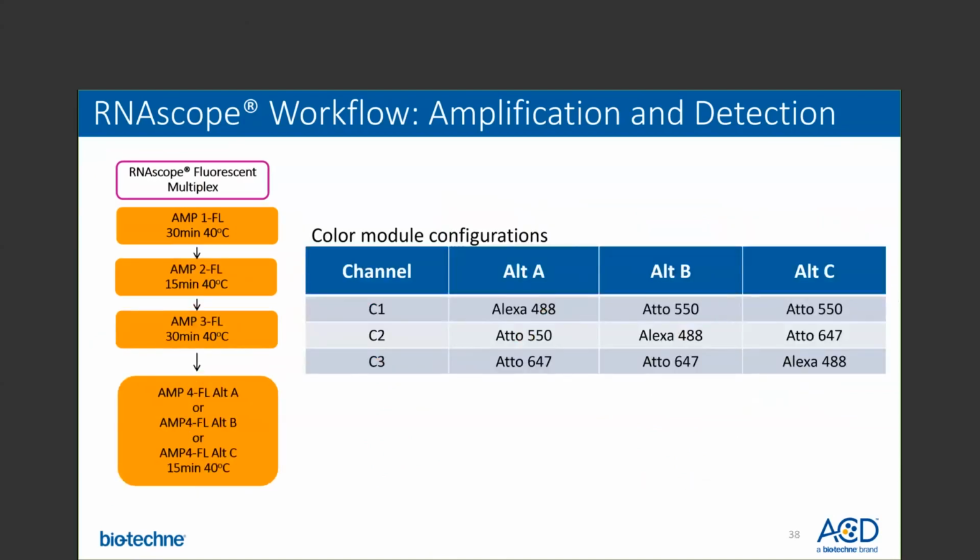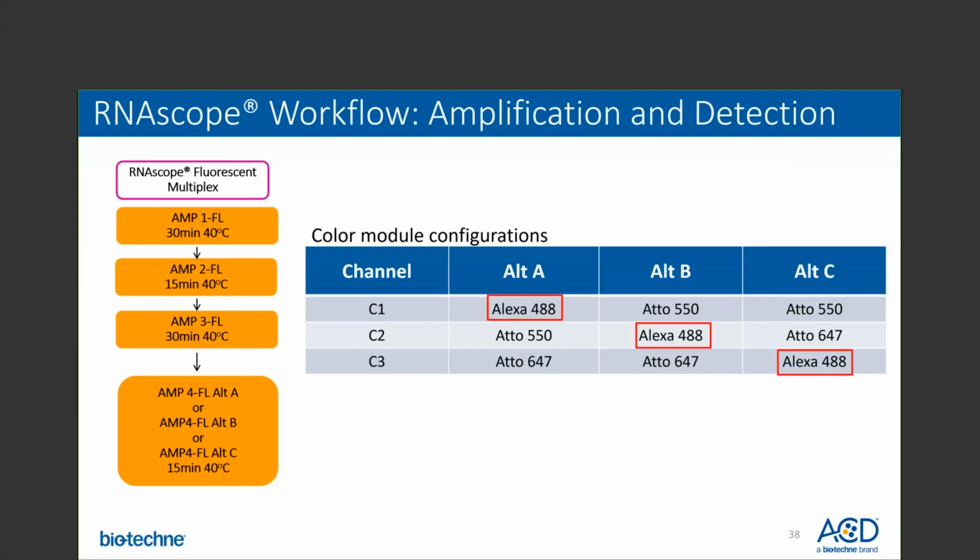The RNAscope Fluorescent Multiplex requires 4 AMP steps that are all carried out at 40C. AMP 1 through 3 will build the amplification trees for all the probe channels. Then the AMP 4 step will place fluorophores onto these amplification trees, allowing for detection. There are 3 different choices for AMP 4, allowing for 3 different color module configurations for which fluorophore is used for detection of each channel.